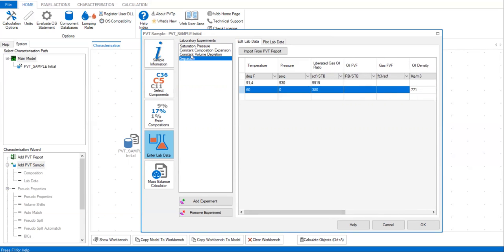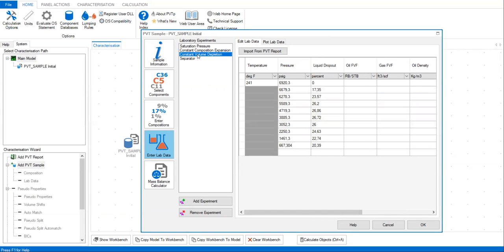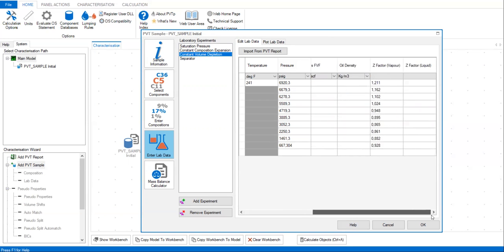Okay. And constant volume depletion, because we have condensate here. So usually we perform CVD. The temperature, pressure, and also liquid dropout. But we also have Z factor, deviation factor for gas phase. In this case, it is written as vapor phase.